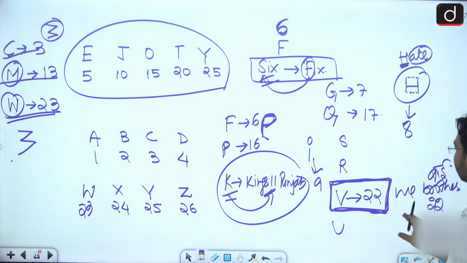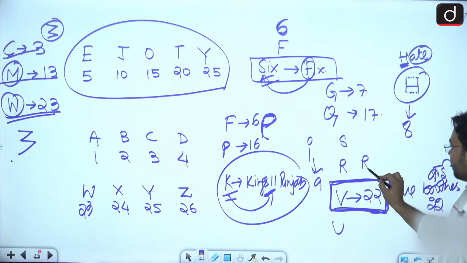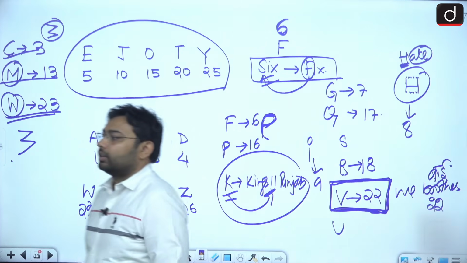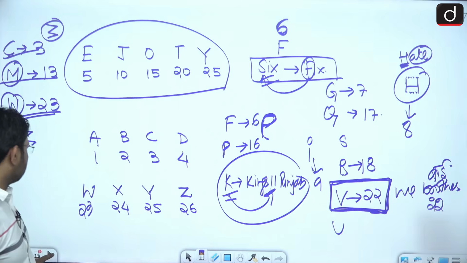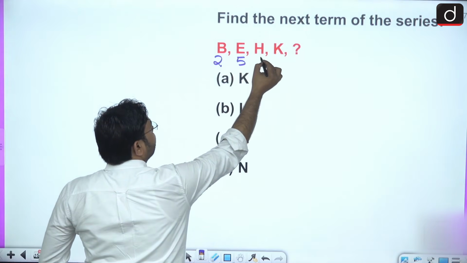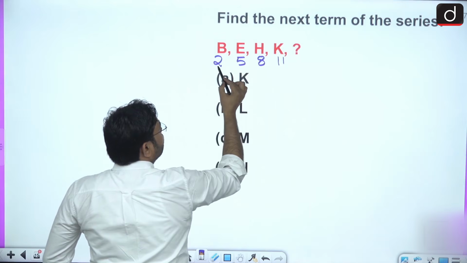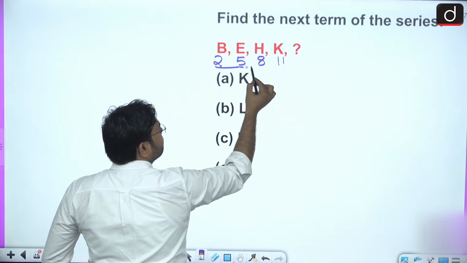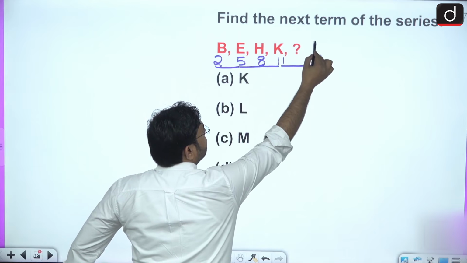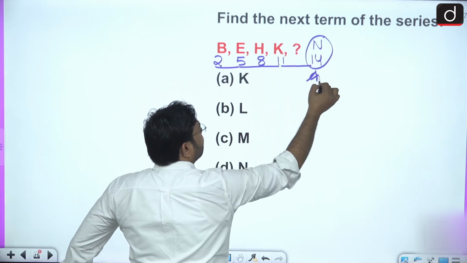Put this one. Done. Or if you add this one like this is like 8. Got it? If you add this one like here, so R is on 18. Remember this one? Now the series. B is on, E is on, H 8, K. 2 plus 3 plus then plus 3, 14 is because 13 is M then 14 N.